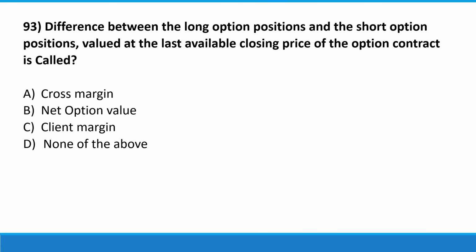Difference between the long option positions and the short option positions valued at the last available closing price of the option contract is called: option A, cross margin; option B, net option value; option C, client margin; and option D, none of the above. The correct answer is option B. Net option value. Next question.